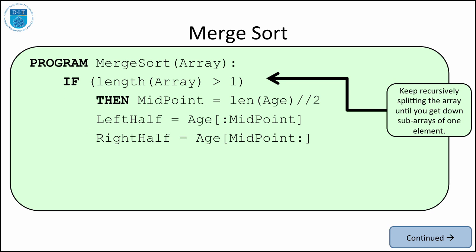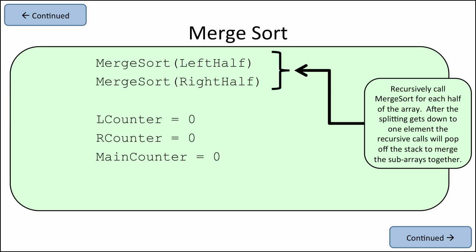Merge sort says, keep recursively splitting the array until we get down to one element. So as long as the length of the array is greater than 1, let's keep finding a midpoint in the array and creating 2 subarrays, the left half and the right half. The left half of the array is everything up to the midpoint. The right half of the array is one past the midpoint to the end of the array. And then we're recursively calling the merge sort program we've just declared for the left half of the array and the right half of the array.